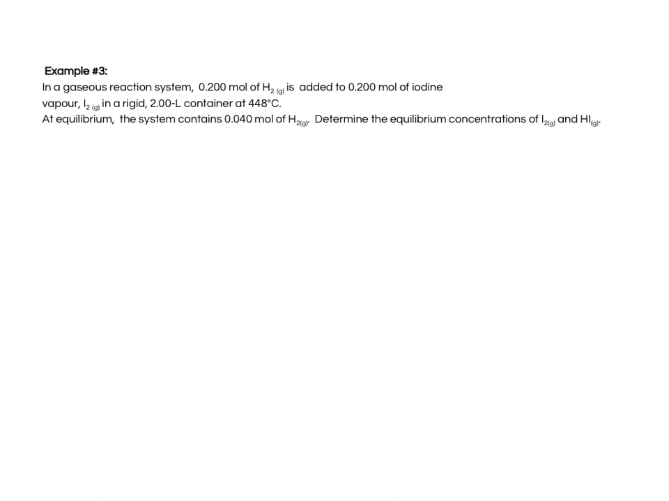In a gaseous reaction system, we have 2 moles of H2 added to 2 moles of iodine in a rigid 2-liter container. Now the temperature doesn't really matter too much. It's just there because the equilibrium position will change depending on the temperature of the system. So at equilibrium, the system contains 0.04 moles of H2. Determine the equilibrium concentration of I2 and HI. And so the HI is kind of there. I want you to figure out why that's there. So pause the video now, try the question, and then resume the video when you are prepared.